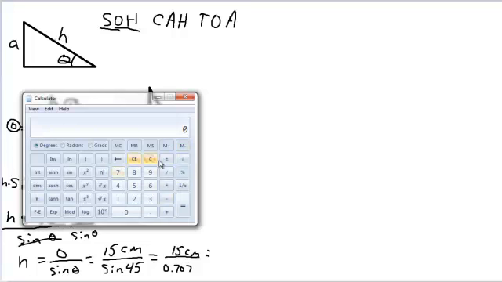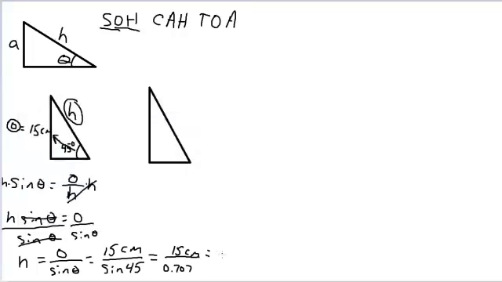Clear it. 15 divided by 0.707 is 21.2. 21.2 centimeters. So that is the length of the hypotenuse here. Let's try another one.